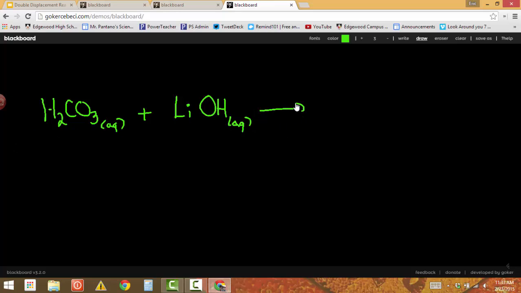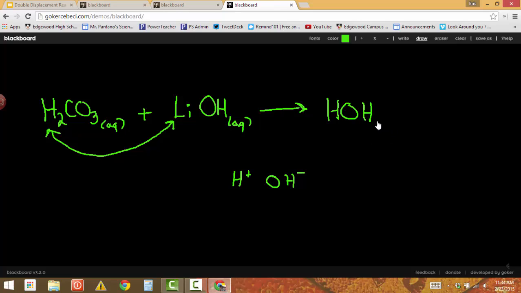All right, now, what are we switching places? Well, the positive ion in H2CO3 is H+, and the positive ion in lithium hydroxide is Li+. So I'm going to switch an H+ with the Li+. All right, the H+ is going to come over here with OH minus. Well, H+ and OH minus get together to form HOH, which is the same as H2O. But you can leave it as HOH if you prefer. Okay?